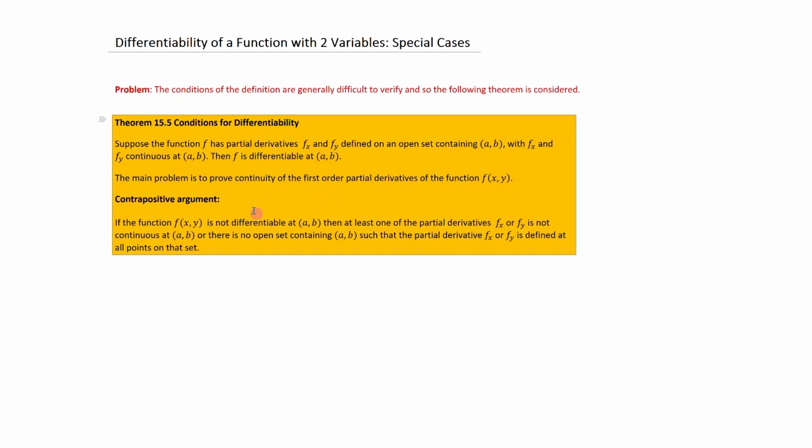On the other hand, you can take a contrapositive argument: if the function is not differentiable, then at least one of the partial derivatives, fx or fy, is not continuous at (a, b), or there is no open set containing (a, b) such that the partial derivative fx or fy is defined at all points on that set. So sometimes the contrapositive argument is the easier approach to take. So there are these two options. This is a more difficult one potentially, whereas this may be the easier one of the two.